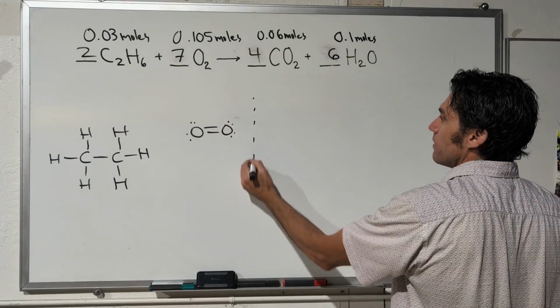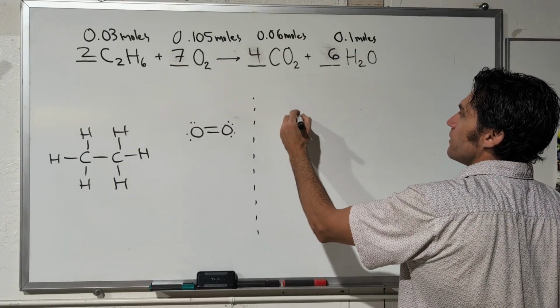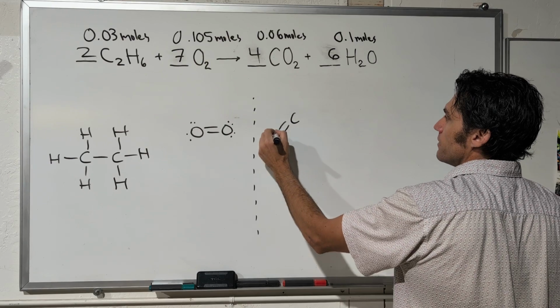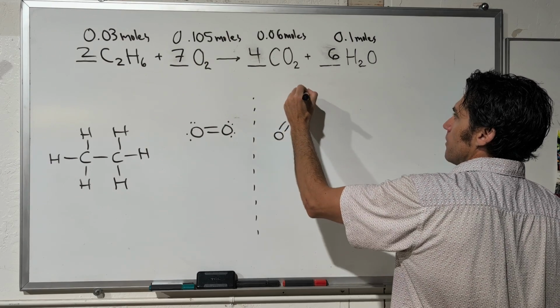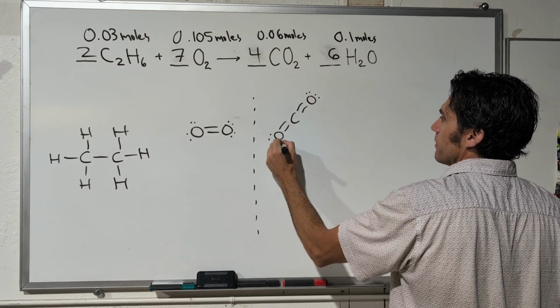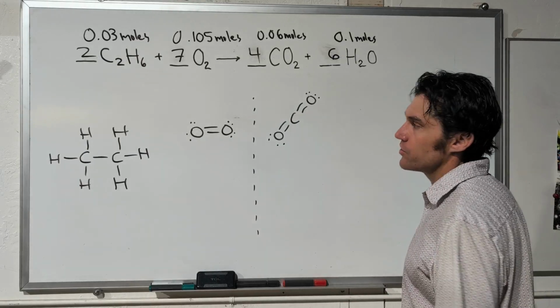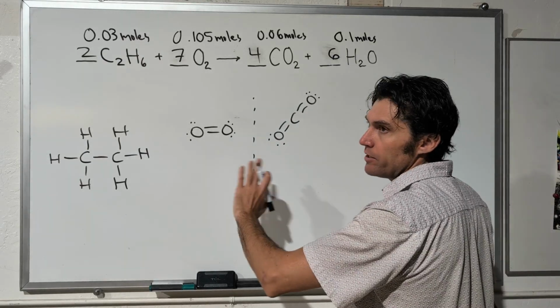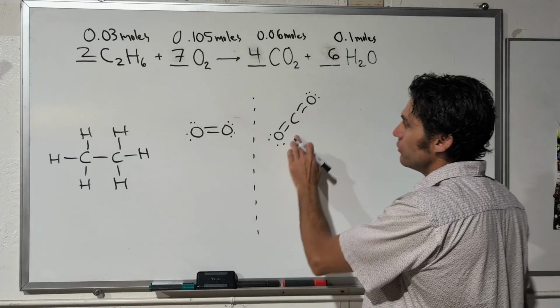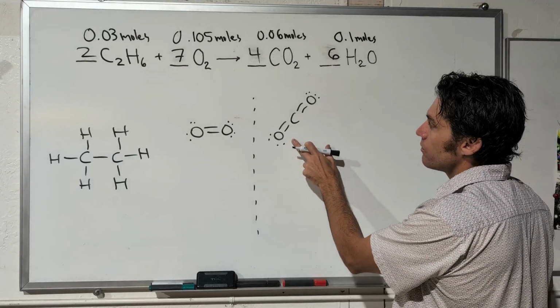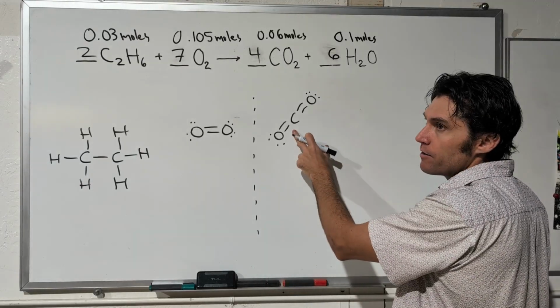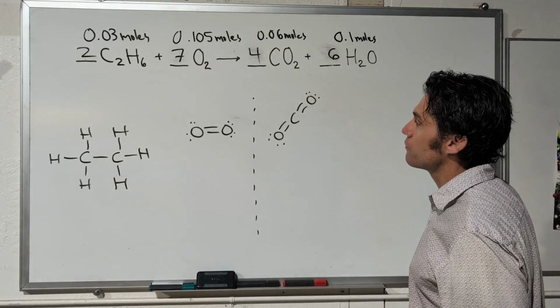Carbon dioxide looks like this. Because remember, carbon forms 4 bonds. It doesn't need to be bonds between different elements. They can do double bonds between one other element. So the 2 double bonds count as 4.